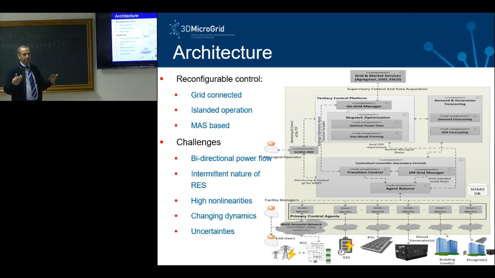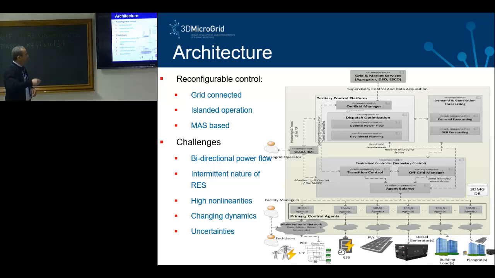different levels of components. Some of them are on the grid and market services, some on the tertiary control platform, some on the secondary control platform, some on the primary control platform, and some on the generation and distribution and generation and demand forecasting. So I will briefly explain these components that you can see on the left-hand side.